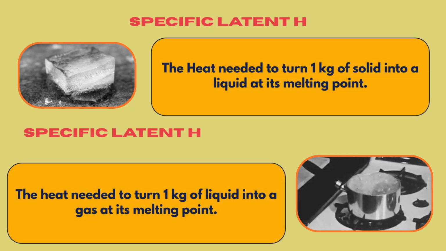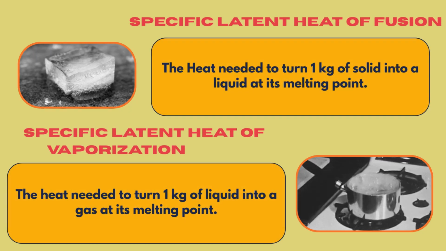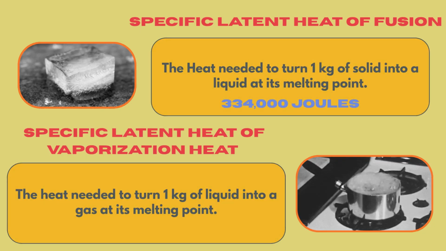Before we start solving equations, it is important that we understand the differences between the heat of fusion and vaporization heat. Specific latent heat of fusion is the amount of energy needed to change 1 kilogram of a solid into a liquid at its melting point without any change in temperature. For water, this value is 334,000 joules per kilogram.